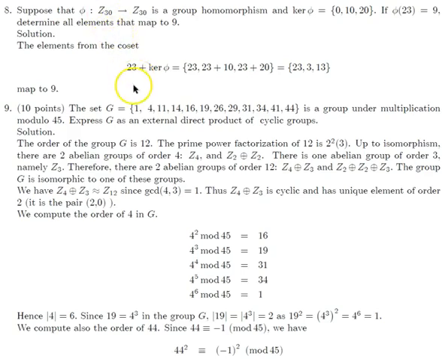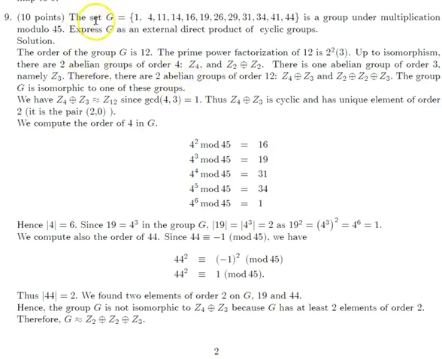Because the operation in Z30 is addition, we have this coset 23 plus the kernel. So add 23 to each of these three numbers of the kernel. And addition must be taken mod 30 because the operation in the group is like that. So we end up with 33 mod 30, which is 3, 43 mod 30, which is 13, and 23. So each of these three numbers map to 9 under phi, and only these three numbers do so.